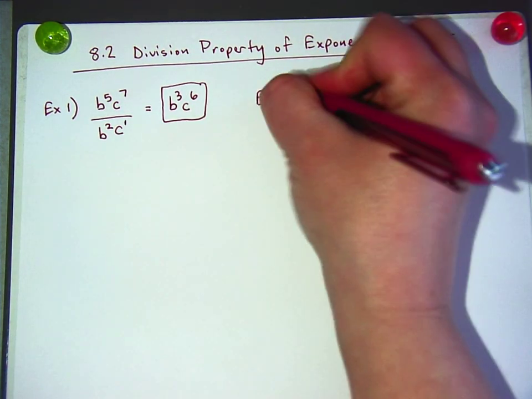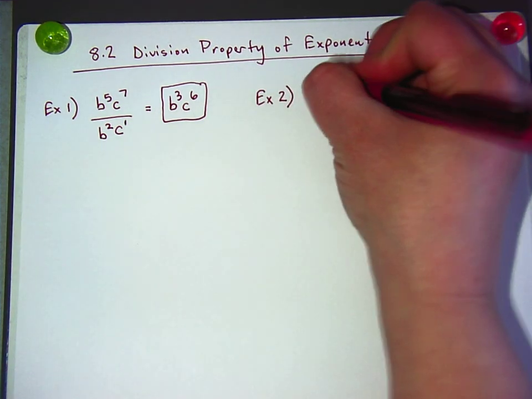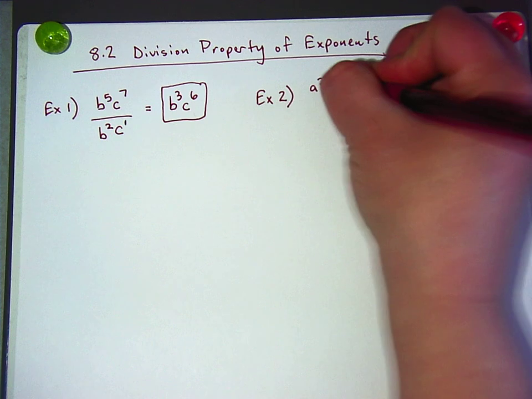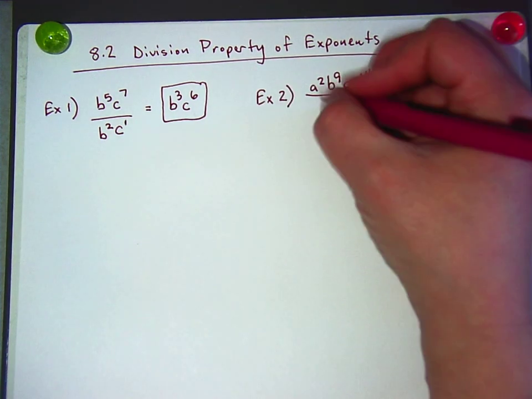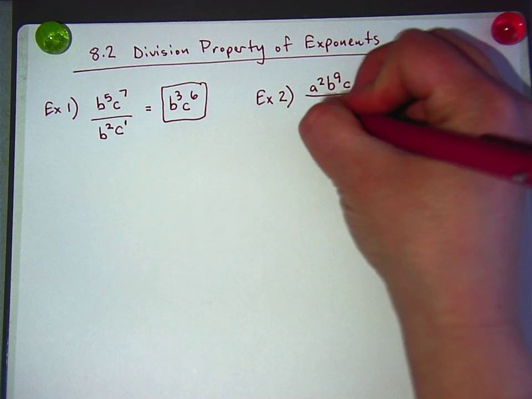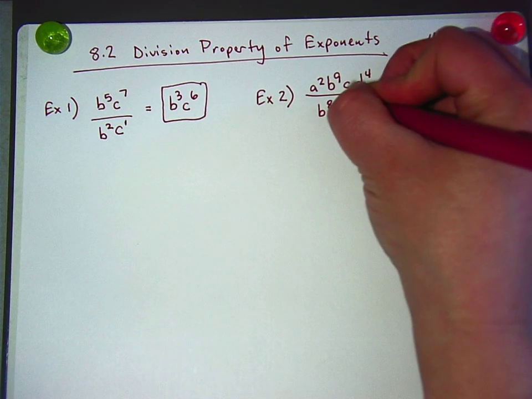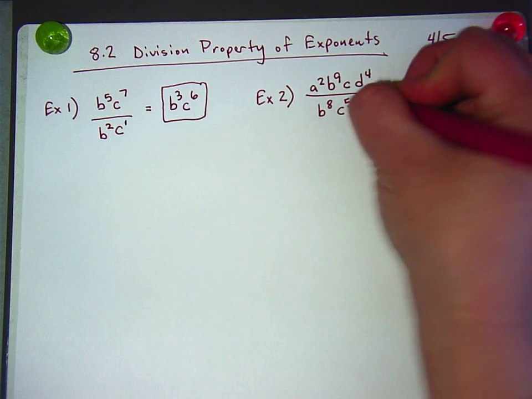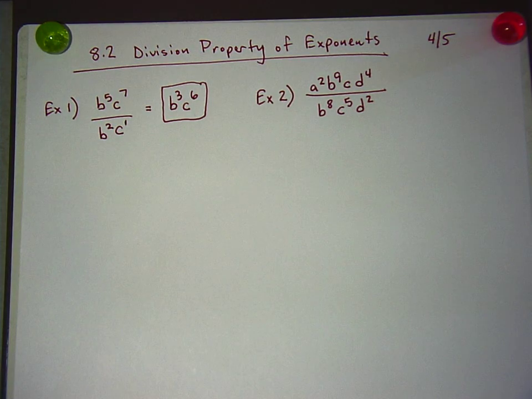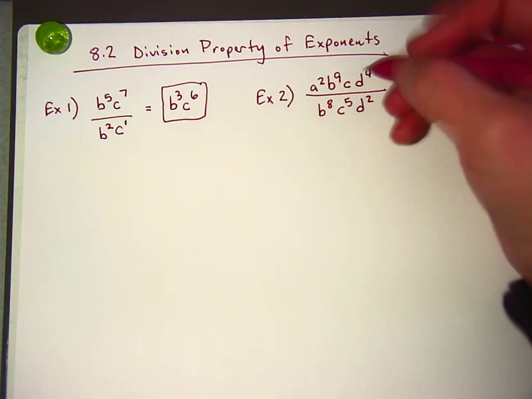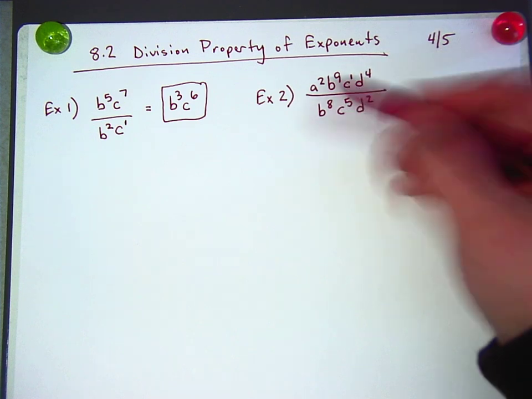Example 2. This one is going to be a squared, b to the 9th, c, d to the 4th, over b to the 8th, c to the 5th, d squared. All right, I'm going to do this one with you too. So what is the power of this c? 1. All right, let's look at the a's first.